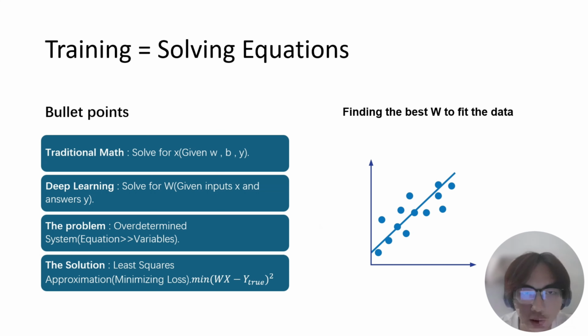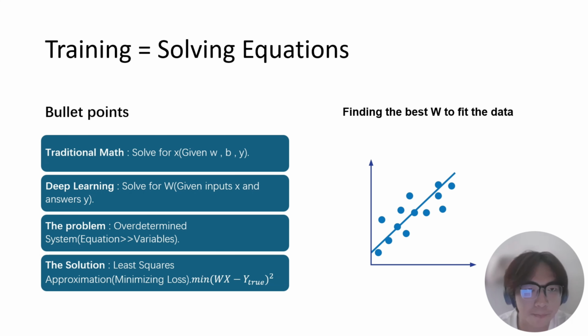Now a critical question: what does it actually mean to train an AI model? Mathematically, training is equal to solving equations. In your high school math classes, you usually solve for x, but in AI, we already know the input x and the correct answer y. What we don't know is the weight matrix. So training is the process of solving for W.